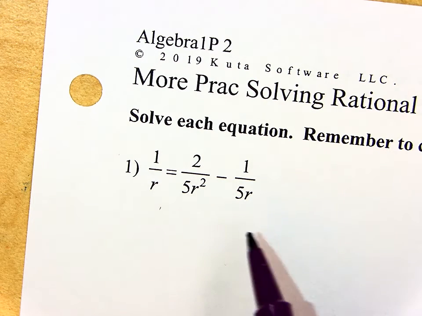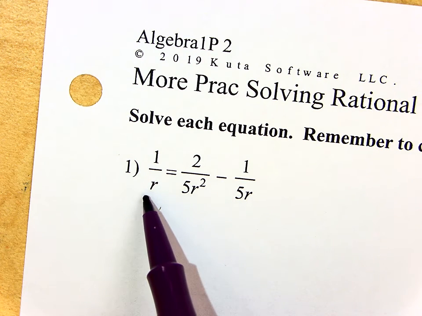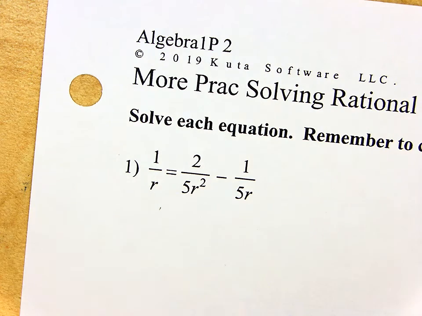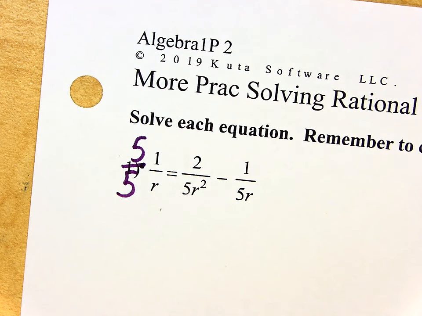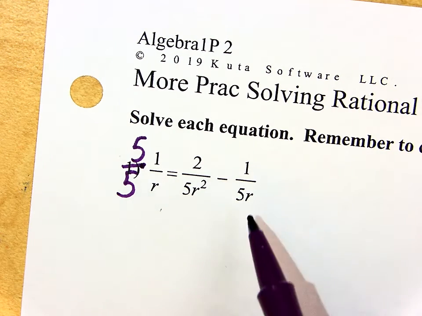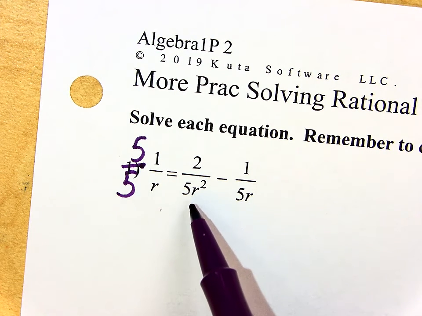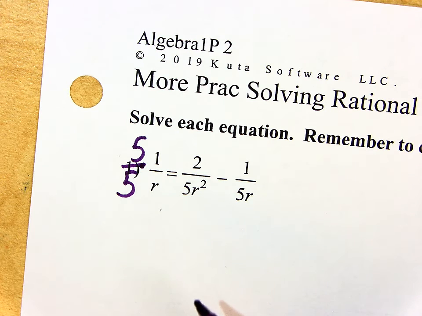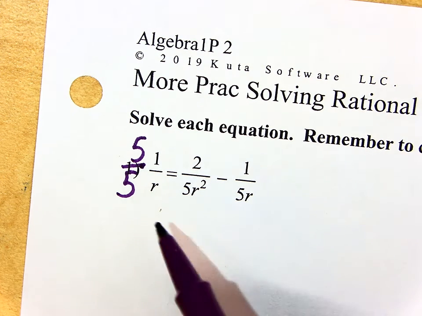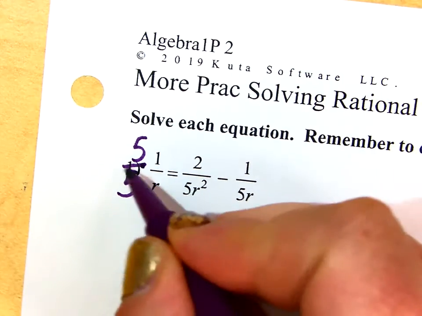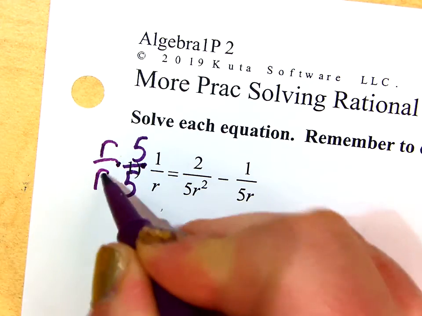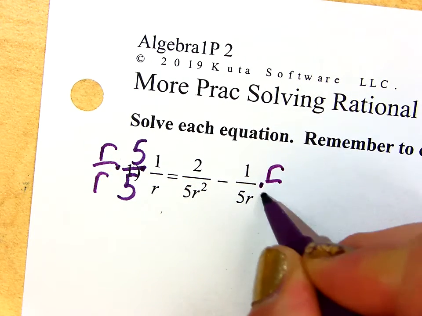So let's start with the numbers. These both have 5, so I'll have to multiply this one by 5 over 5, so that everybody has a 5. Okay, you two match, your 5r and your 5r, but your 5r squared. So what else am I going to have to do to make a match? This one's going to need to be multiplied by another r, and so is this one. So I'll multiply by r over r, and same thing on this last one.